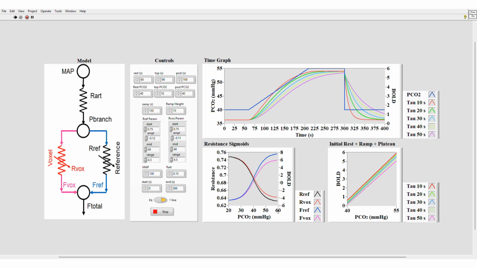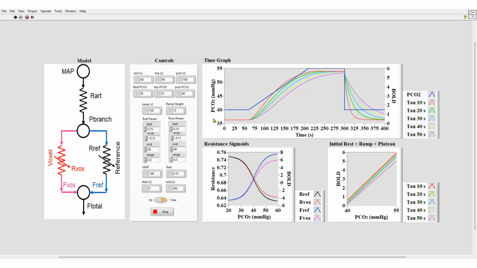The resulting branch flows, or BOLD, versus CO2 are also shown: the blue line for the reference branch and the purple line for the voxel branch. This is the one that we'll be very interested in. The PCO2 stimulus applied is shown in the time graph as the dark blue line.